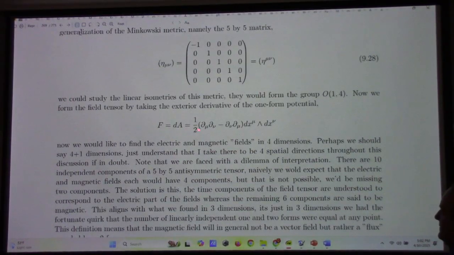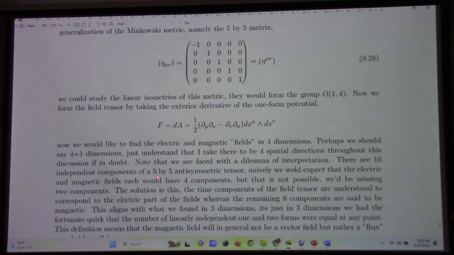So dA would be the exterior derivative of this 1 form, and it would give you a 2 form in 5 dimensions. How many components are there in a 2 form in 5 dimensions? That question is, what, 5 choose 2? Probably. What's 5 choose 2? It's more than 8. I'll tell you that. All right.